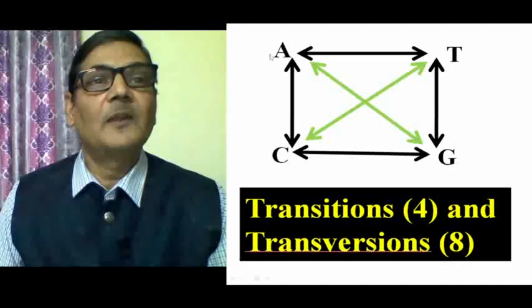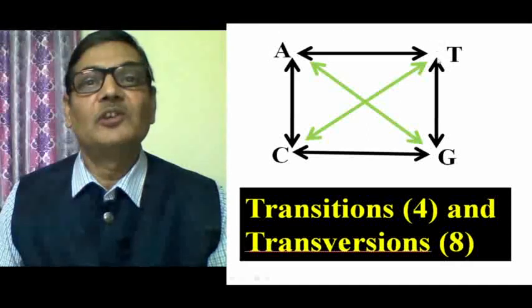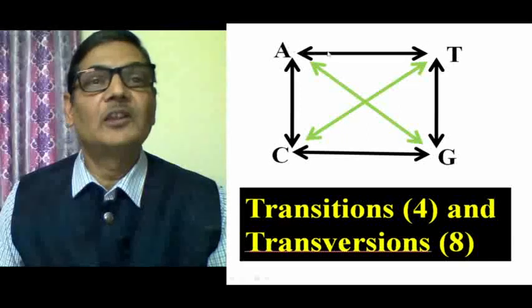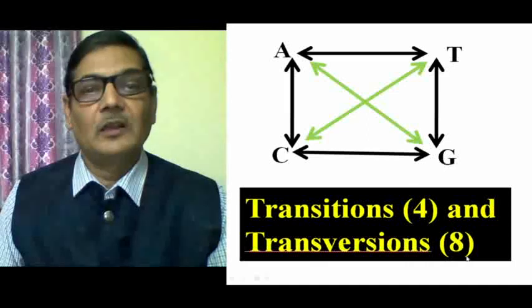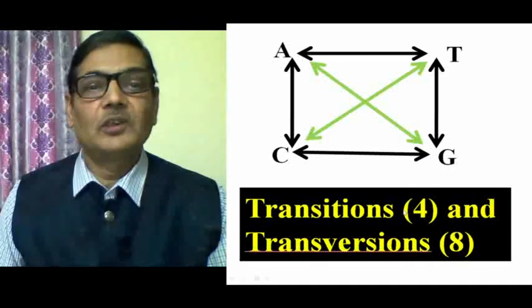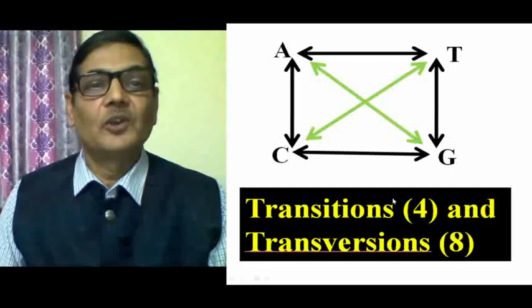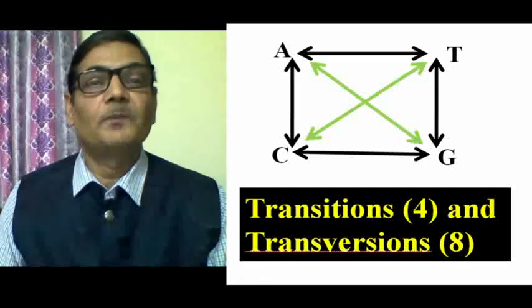See here, if A being a purine base changes into T, that is a pyrimidine base, then this will be transversion. Or this T changes into A, this will be a transversion. So here also arrows are indicated in both ways. So if you count the number of transversions, then it would be 2, 4, 6 and 8. So 8 total transversions could be possible. You can say that total 12 kinds of substitutions may be possible in the DNA molecule.